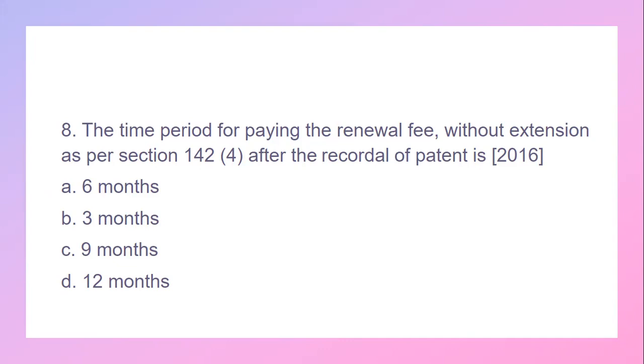So 3 months from the date of recording of patent on the register, and extendable not later than 9 months from the date of recording. So that means the total time period should not exceed 9 months. That means 3 plus 6. Okay, I'll just type that out in the chat box.